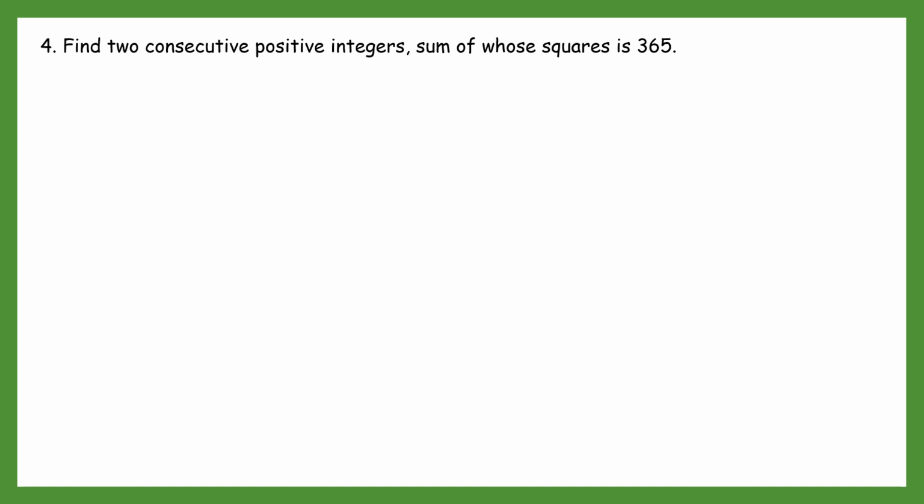Next question. Find two consecutive positive integers and sum of whose squares is 365. They are telling the integers are what? Positive and they are consecutive. Consecutive means what? The numbers are just adjacent to each other.